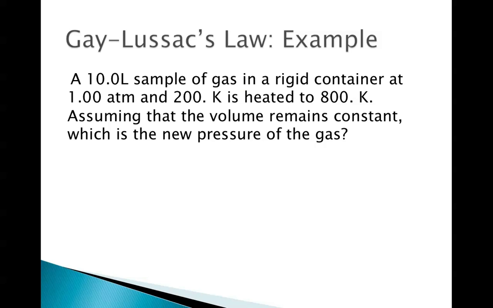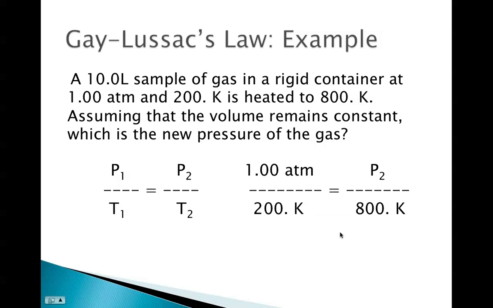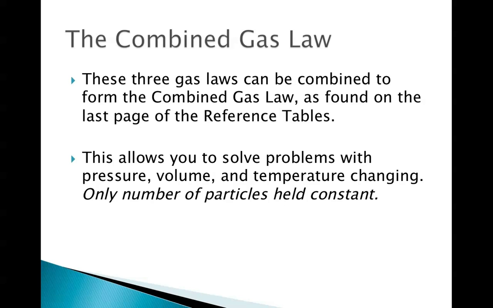A 10-liter sample of gas in a rigid container, that's giving us the fixed volume, at 1 atm and 200 kelvins is heated to 800 kelvins. Assuming the volume remains constant, what is our new pressure? Here again we've removed volume from the equation. We've inputted our variables as such, and by cross multiplying and dividing we get that our pressure is 4 atm. You can see that as we quadrupled our temperature, we also have quadrupled our pressure, and thus again leaving volume constant.